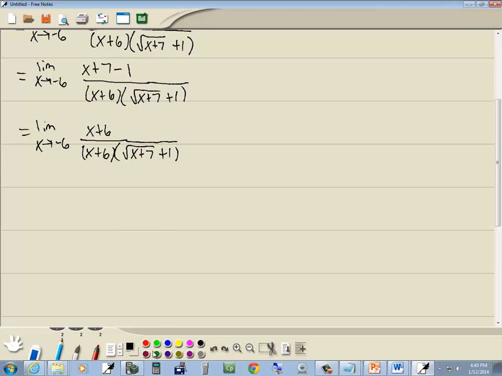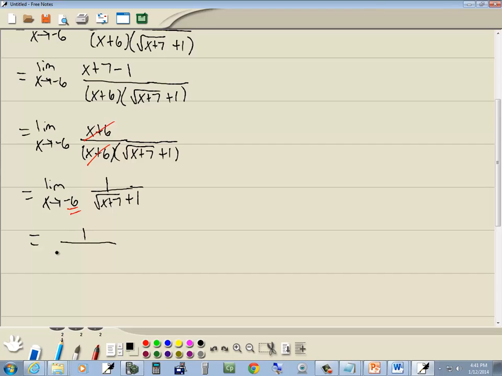Okay, now that I've multiplied top and bottom by that, notice the x plus 6 is going to cancel, which is the main issue I was having in the first place. So now I'm left with 1 over square root of x plus 7 plus 1. And now I can do direct substitution. So I'll put in the value that it's approaching. I put the -6 in for the x.